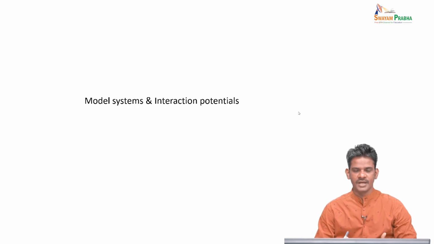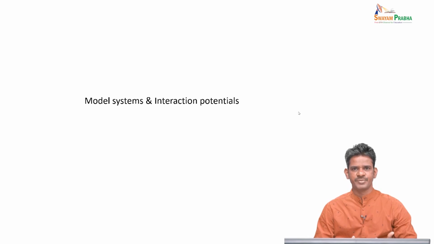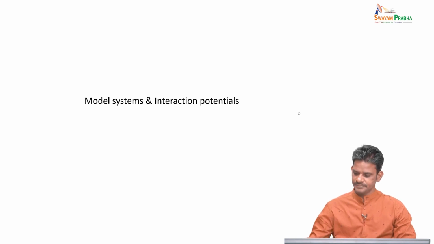So when we are trying to do MD simulations, we saw that the most important step is to build a model for the real system that we would like to study. The success of MD simulation in predicting experimental results will depend a lot on the choice of the model and how we build it to what level of accuracy. So in this context, in this particular lecture, we are going to discuss various model systems and interaction potentials.